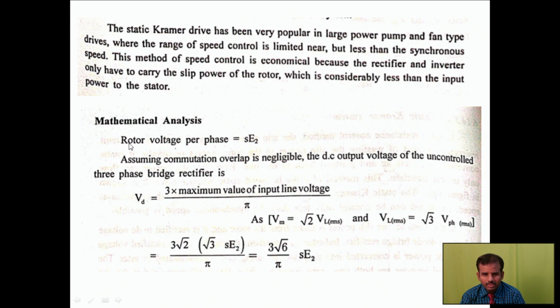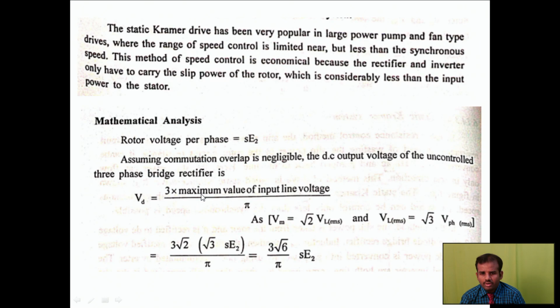Now the next topic is the mathematical analysis. Here the rotor voltage per phase is equal to S into E2, where S is the slip. Assuming the commutation overlap is negligible, the DC output voltage of the uncontrolled 3-phase diode bridge rectifier is VD equal to 3 by pi into the maximum value of input line voltage.